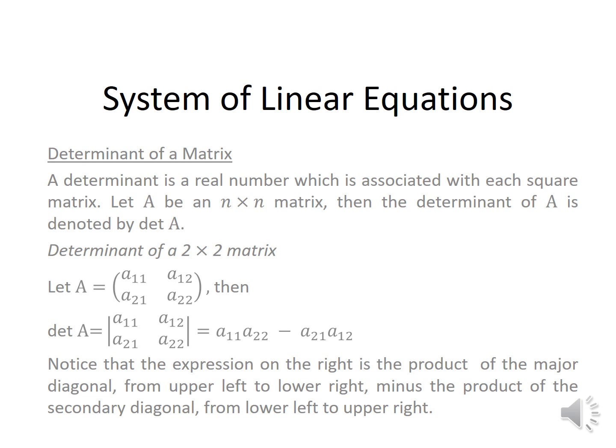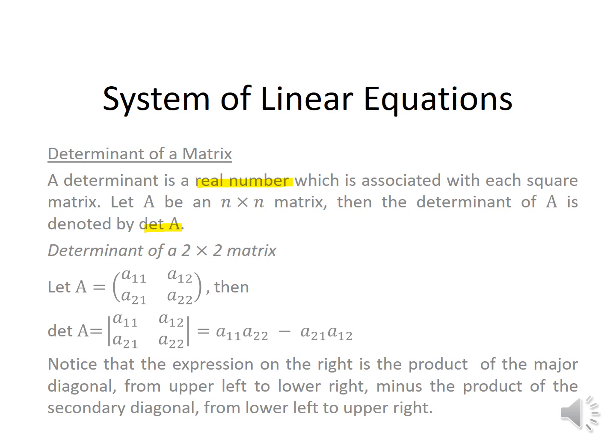For the determinant of a matrix, a determinant is a real number which is associated with each square matrix. Let matrix A be an n by n matrix. Then the determinant of matrix A is denoted by, you can write the short form, DET. So look at the example.